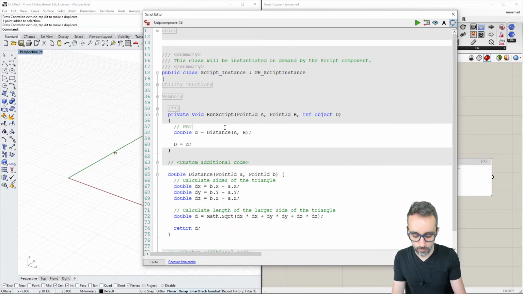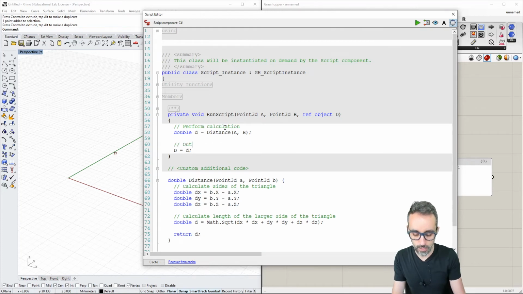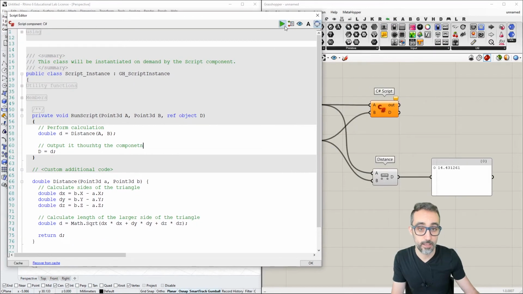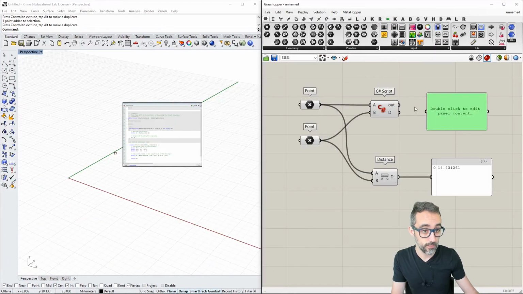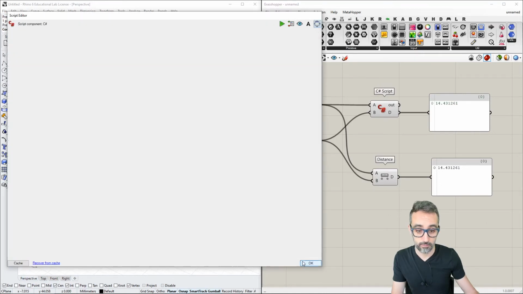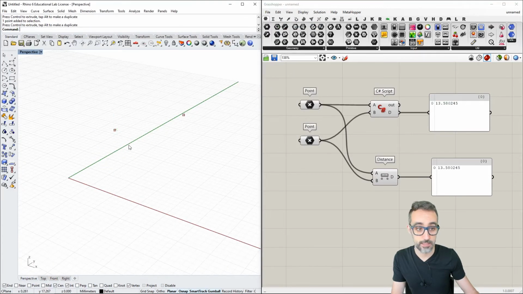This is going to perform the calculation, and this is going to output it through the component. And as I do this, if I run this code now, if things are going well, and then if I click here, you can see that the result that I get is exactly the same. And I'm going to double test this. If I move any of the points around, both values update synchronously. So it looks like this is working well.